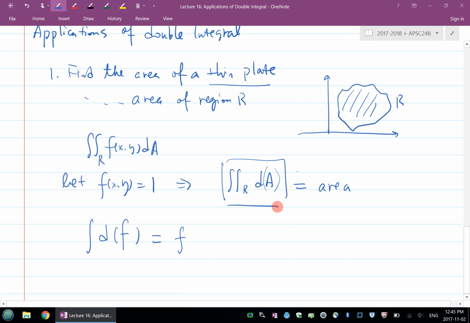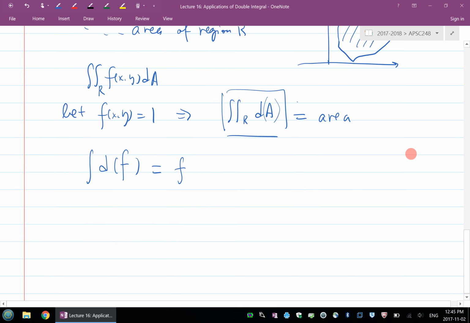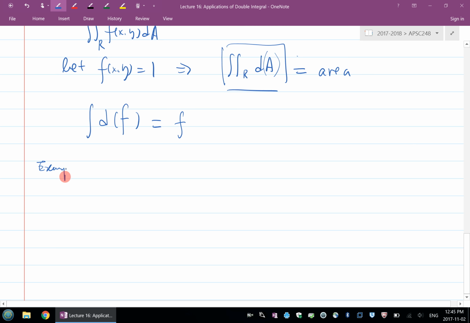Here's the formula. That's basically what you do. And the dA you treat as dx dy, dy dx, or use polar coordinates, r dr d theta. It's the same thing, the same way of doing it. So let's take a look at a very quick example. This should be very straightforward. Let's say I have a region R bounded by two curves, y equal to x and y equal to x squared, and I'm interested in the area of this region R, or this thin plate.